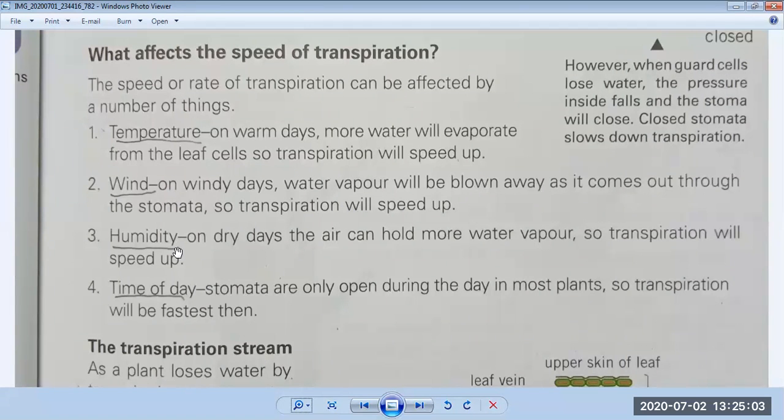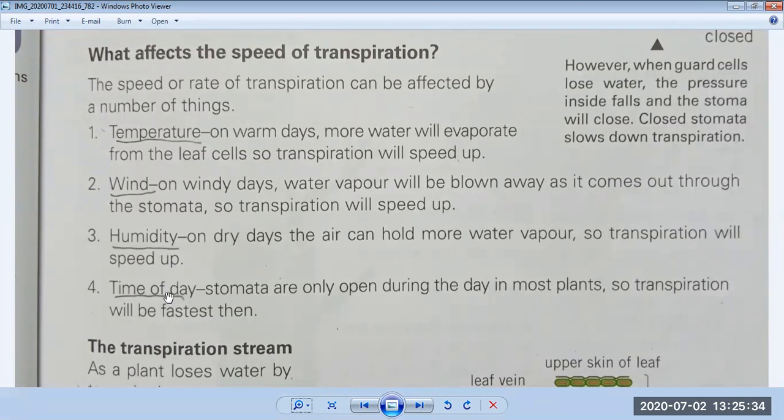Third one is humidity. We all know that if the ratio of water molecules rises in the air, that weather shows humidity. So on dry days, the air can hold more water vapor. When there is a dry day, what will happen? More water vapor will be held by the air. If so, the transpiration rate speeds up. So the transpiration will speed up.